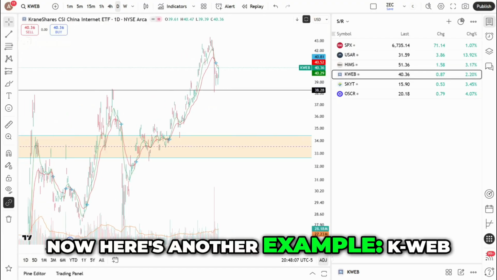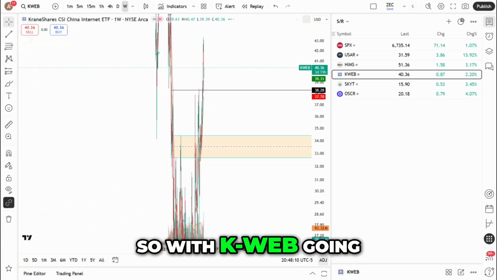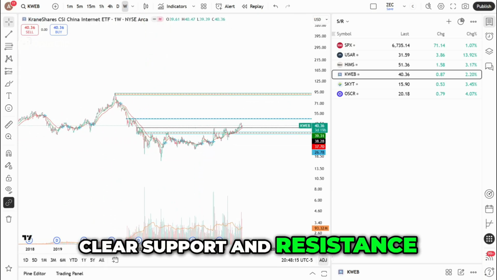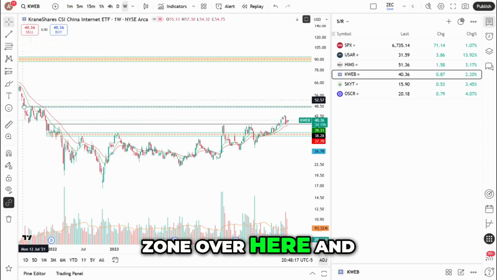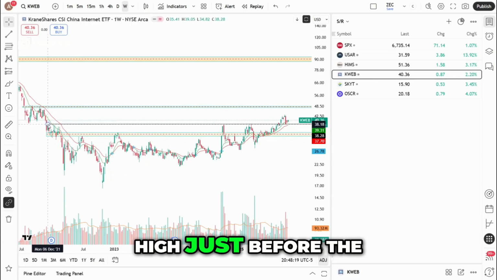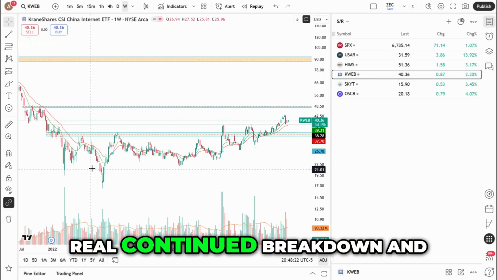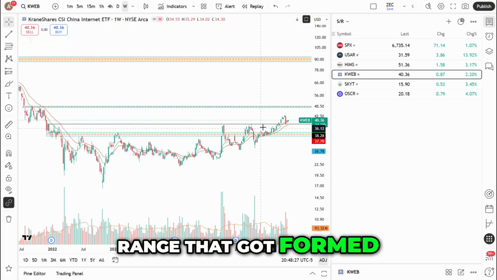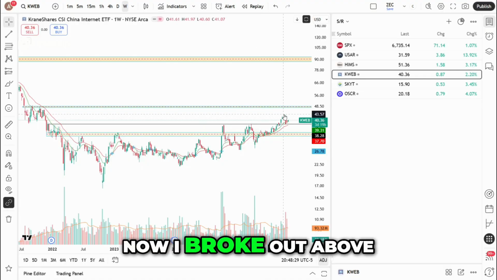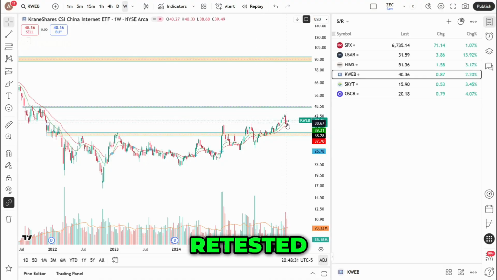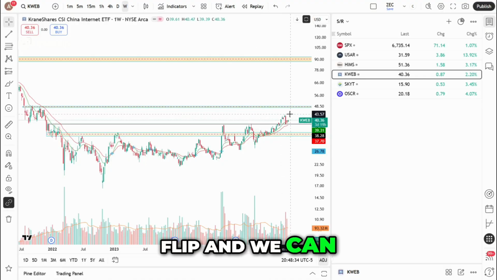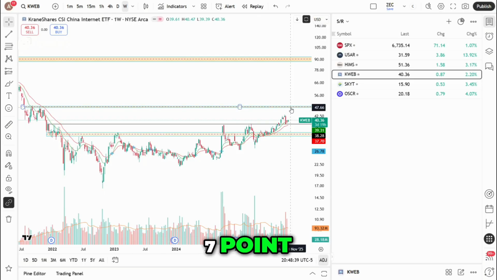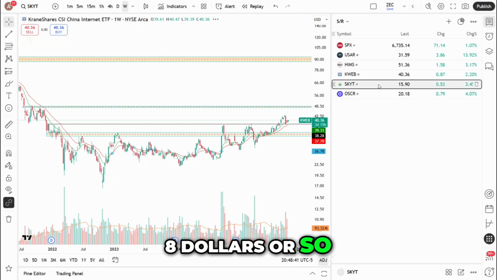Now here's another example, KWeb. With KWeb, going on the weekly would be much better, but you can see clear support and resistance first with that big zone over here, and then with this swing high just before the real continued breakdown, and then the distribution accumulation range that got formed over here. Now it broke out above, retested, this is the SR flip, and we can expect price to go higher into the next SR zone, which is at $47.66, $48 or so.